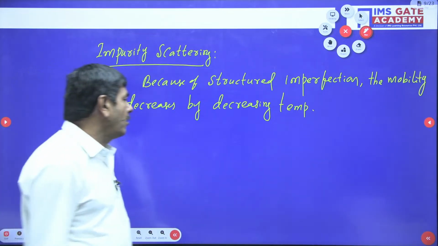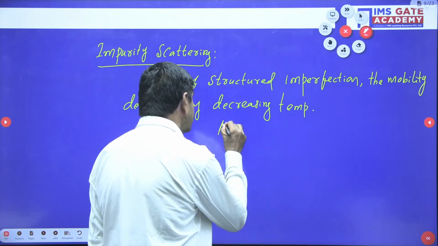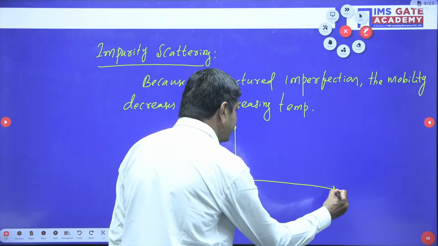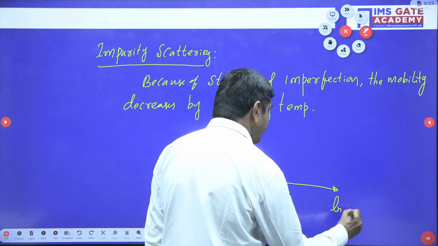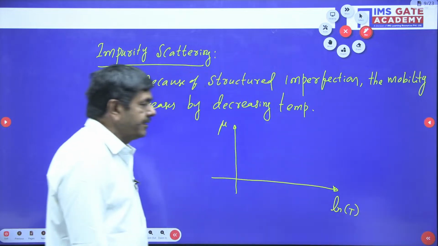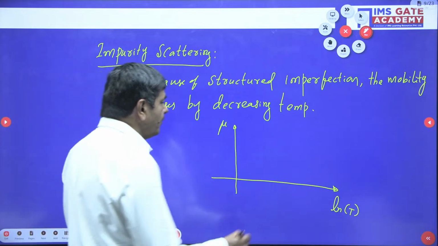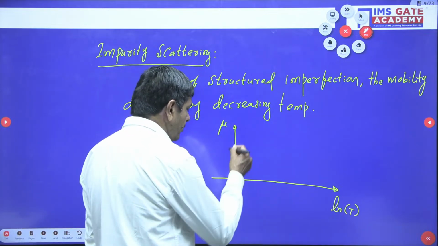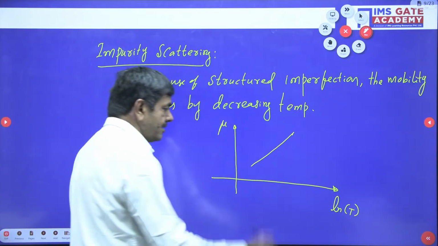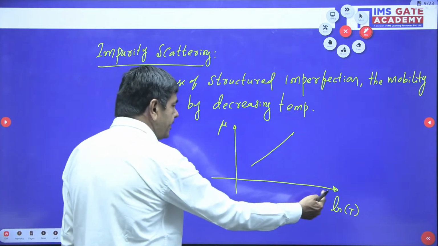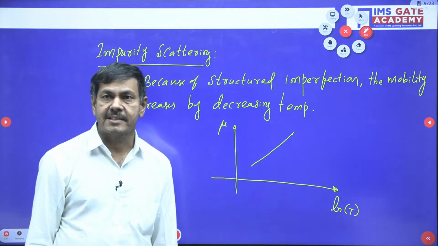But in this case, how can you draw the diagram? I want to take mu versus ln of T. When the temperature is decreased, mobility is decreased. At that time, the characteristic curve will come down like this, because of the structural impurities I mentioned.